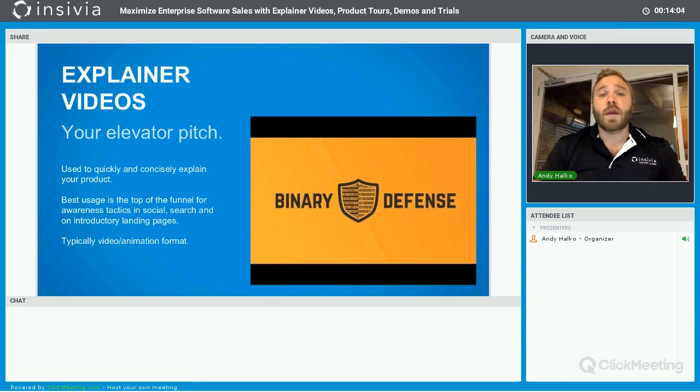We can post them on social media. We can use them in ads on LinkedIn for promoted content. We can get them to be shared. We can use them at the top level of the funnel to first get awareness, but also provide people a very simple elevator pitch for what we're offering so that we can move them to the next stage.